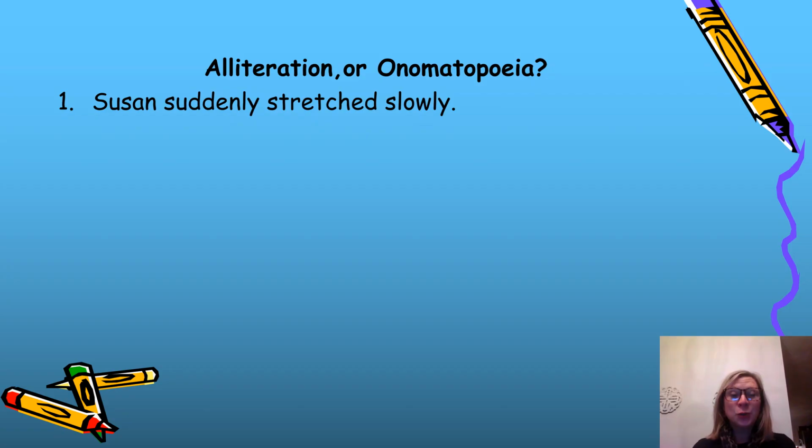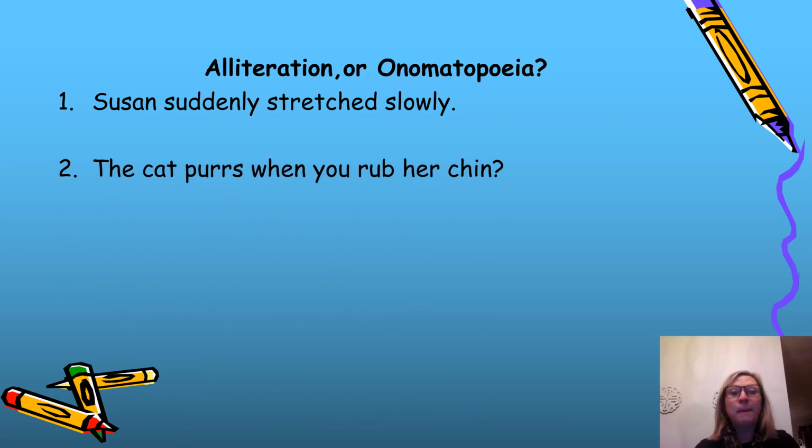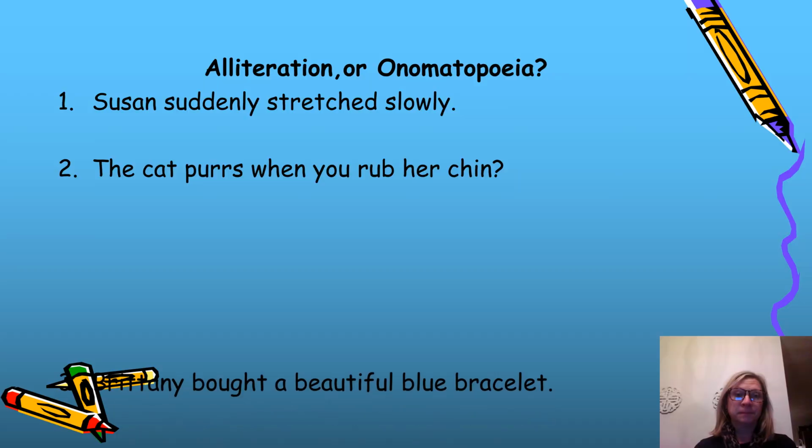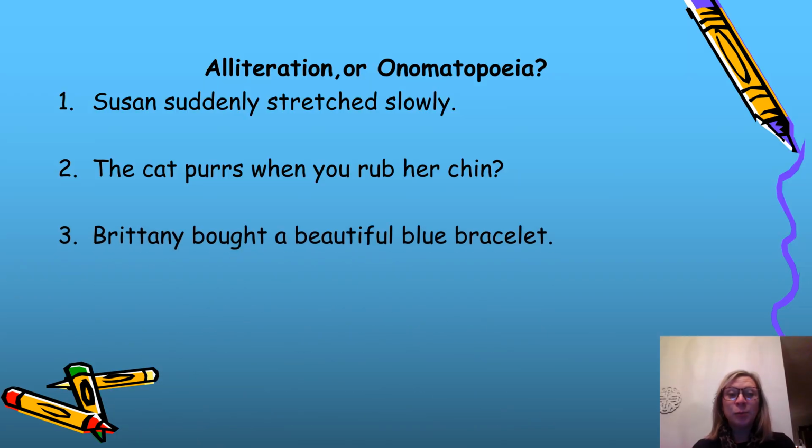Here's the first one. Susan suddenly stretched slowly. Do you think it's alliteration or onomatopoeia? The cat purrs when you rub her chin. Do you think that's an example of alliteration or onomatopoeia? Number 3, Brittany bought a beautiful blue bracelet. Alliteration or onomatopoeia? Remember, alliteration is when you have that consonant sound repeated over and over again. Onomatopoeia is when it's kind of like a sound effect.